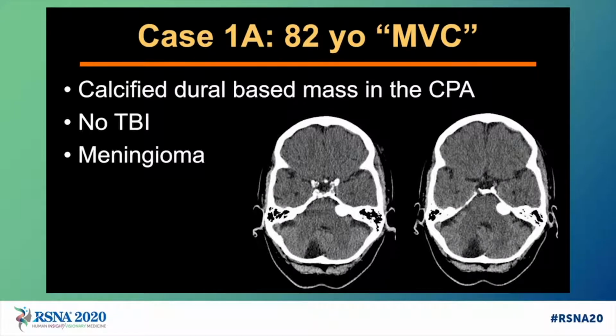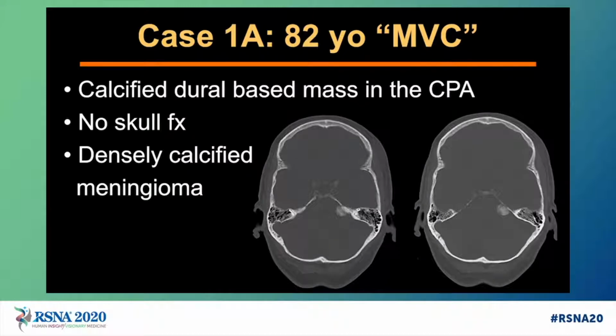Here's a related case. This is an 82-year-old who came to our emergency room following a motor vehicle collision. The non-contrast CT shows a calcified dural-based mass in the left cerebellopontine angle cistern. I saw no evidence for traumatic brain injury, and this looks like a calcified meningioma. Here are the bone windows, just so you can see how very densely calcified this lesion is. And although the lesion was not removed, it certainly looks like a meningioma.